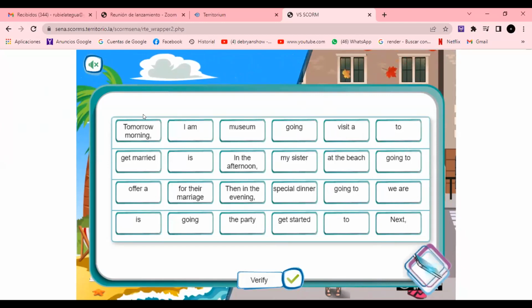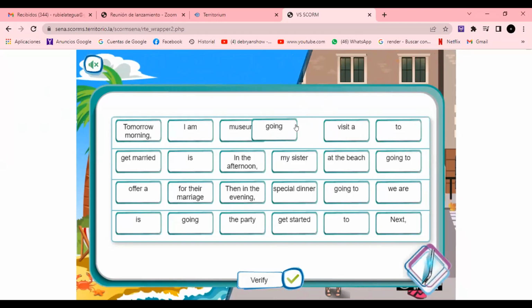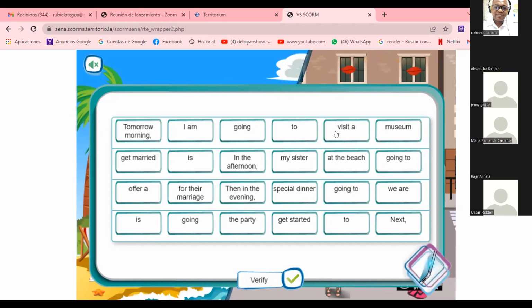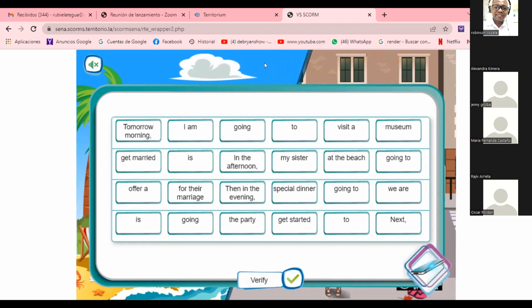Miren lo que está haciendo la compañera. Entonces, mire que ya está arrastrando las palabras. Es exactamente lo que ustedes van a hacer. Tomorrow, I'm going to visit a museum. Creo que está correcta. Entonces, así ustedes llevan la secuencia, ¿sí?